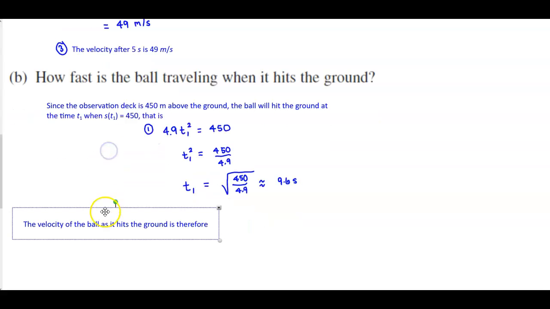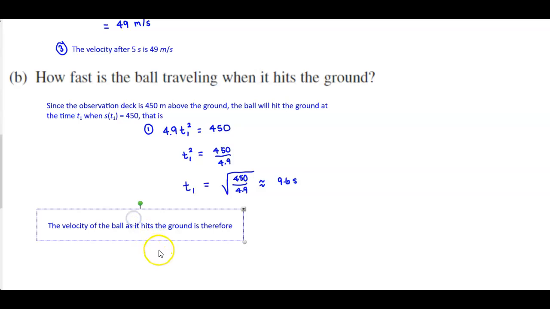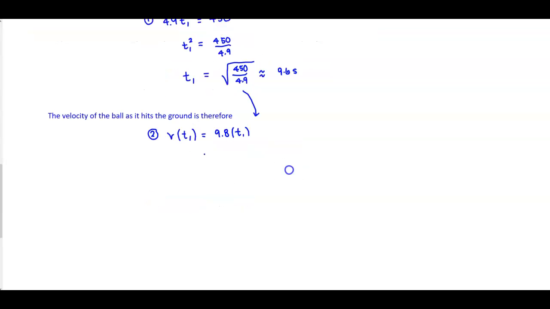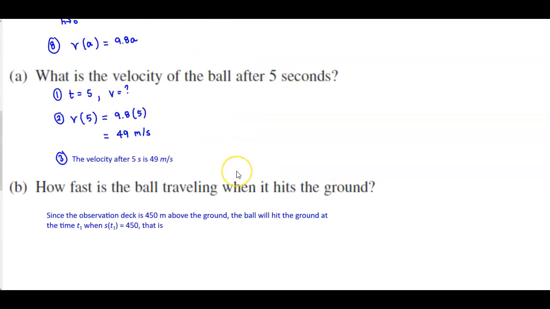So now we can find that the velocity of the ball as it hits the ground is, using the velocity formula that we found at the beginning, we can say that the velocity at t1 is going to equal 9.8 times t1. So therefore, if we take 9.8, multiply it by 9.6, then we get 94 meters per second.